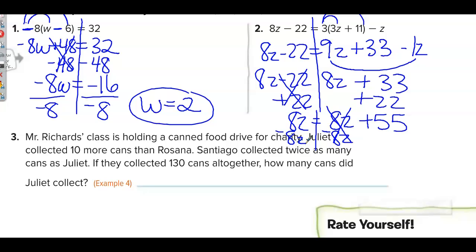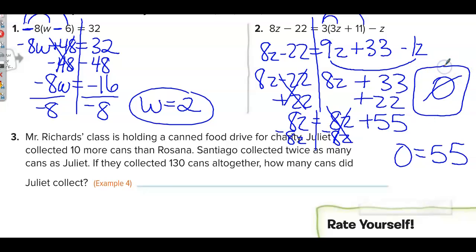8z minus 8z is 0, right? So I'm left with 0 equals 55. Is that my answer? No. What's my answer? No solution. Is that the null set, what you talked about yesterday? Good, so our answer was no solution.